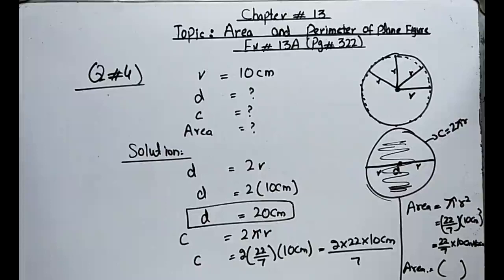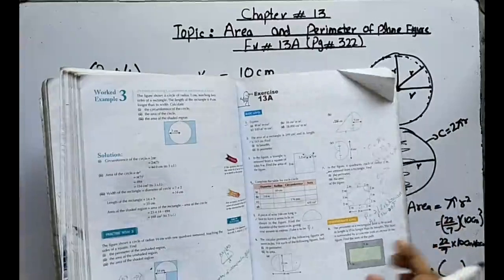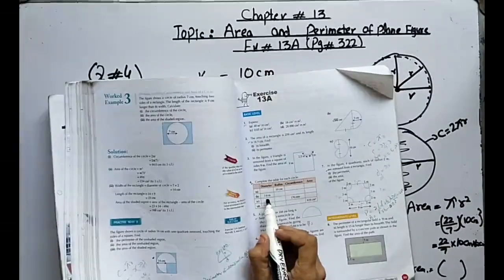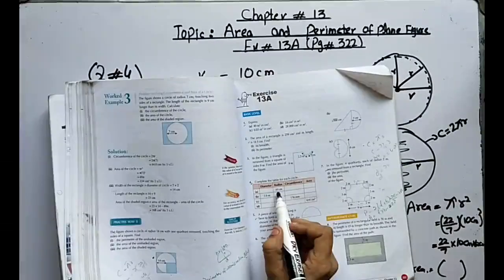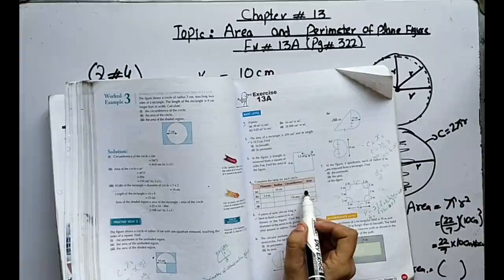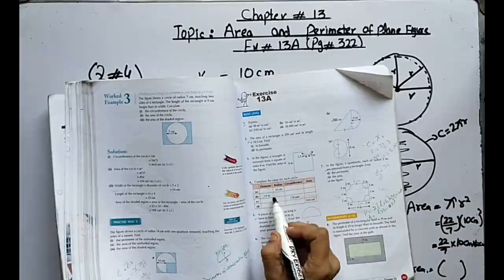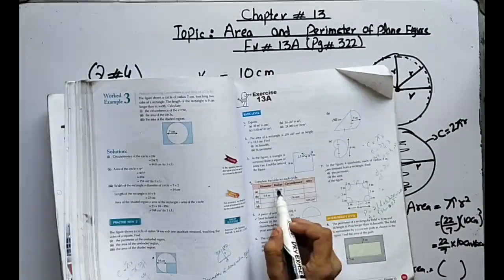Now come to the B part. In B part, the diameter is given as 3.6 meter. Then you will find the radius, circumference and area. So diameter is 3.6 meter. Then what will be the radius?